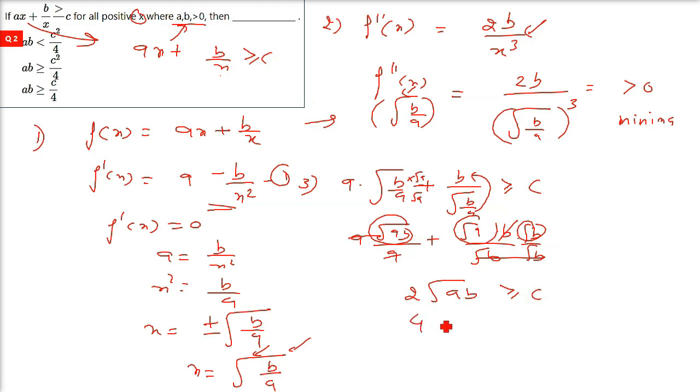Now you can square both sides. It will be 4ab greater than or equal to c square. So it will be ab greater than or equal to c square by 4.